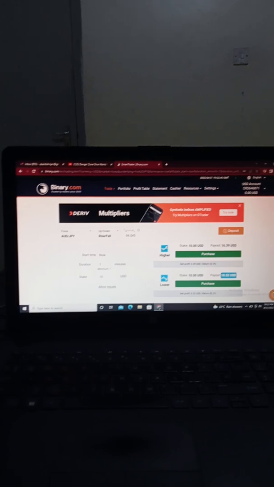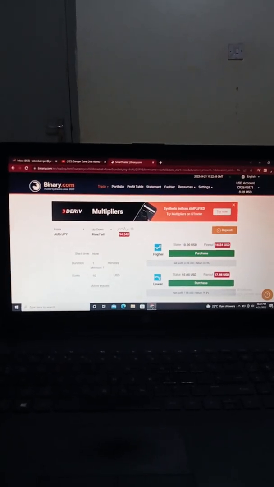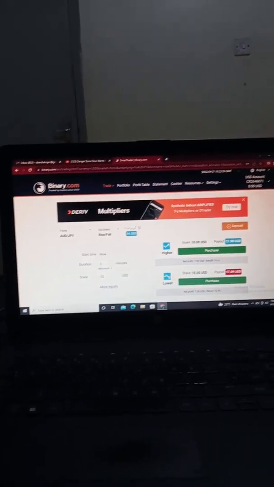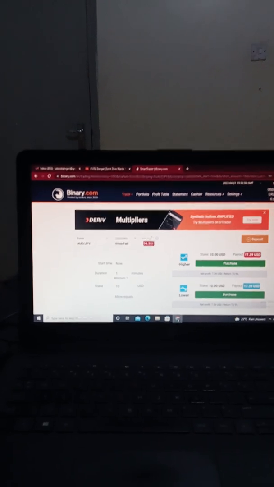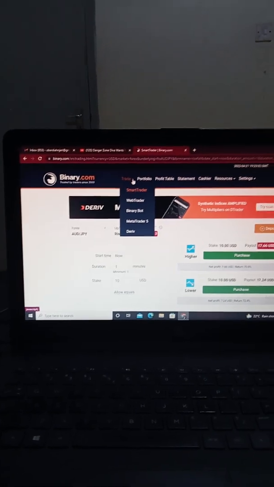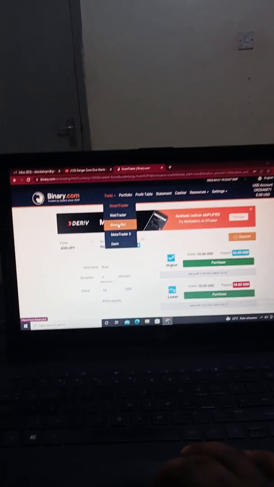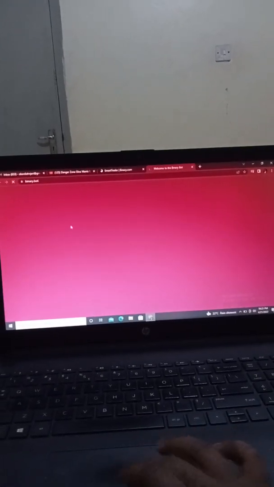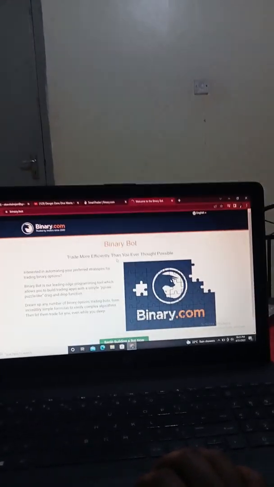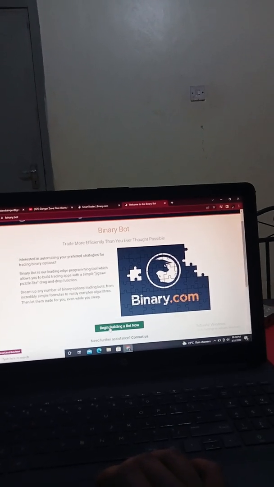So let's get back to trading with a bot on binary.com. Well, how do you load your bot? This is how you do it. After logging into your binary.com account, you go to the trade tab. There is the trade tab. Choose binary bot. Right there, the binary bot. Scroll down to begin building a new bot.